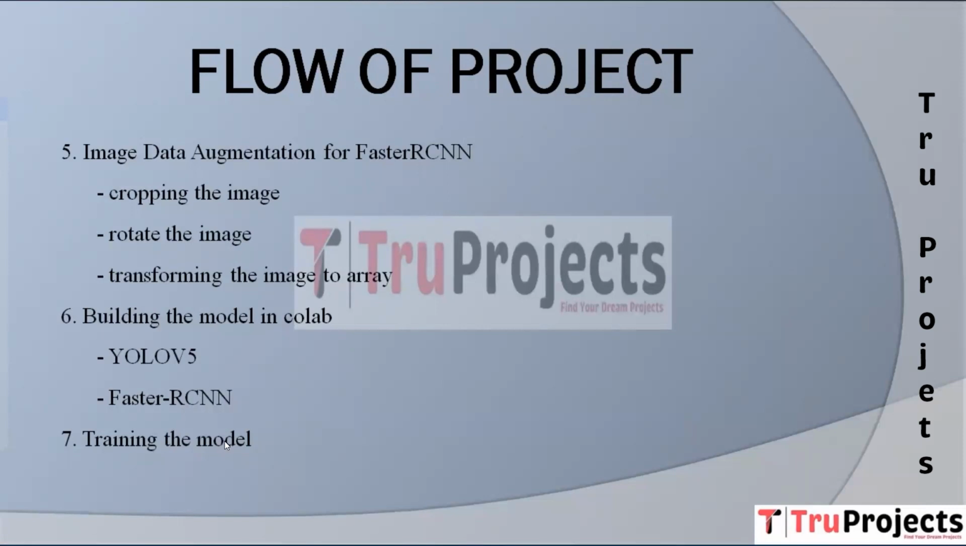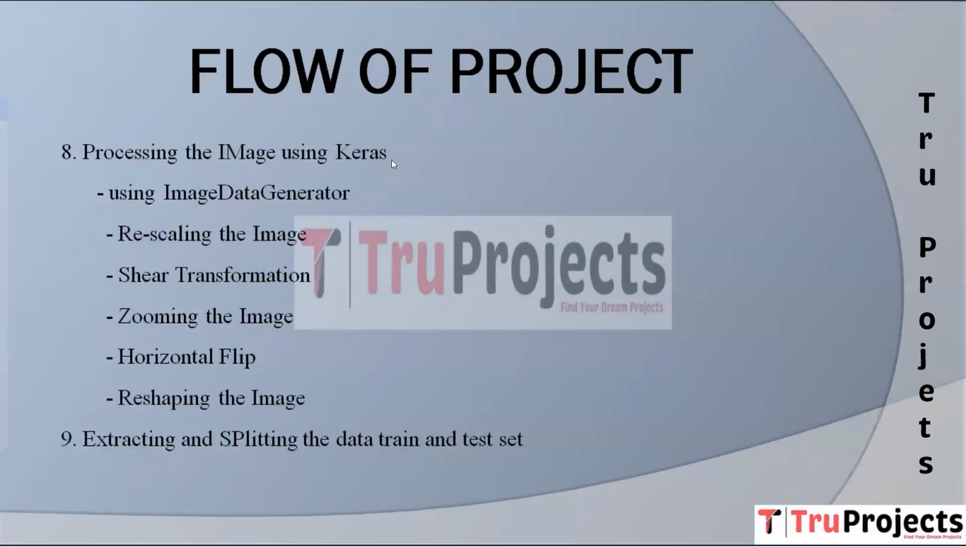Next, here we have training the model. The model, YOLO V5 or Faster RCNN, is trained on the pre-processed data to learn how to detect objects within the satellite images. Next, we have processing the image using Keras. Keras is used for image data processing. Image data generator is employed for various image transformations like rescaling, shearing, zooming, horizontal flipping and reshaping. These processes enhance the dataset's diversity.